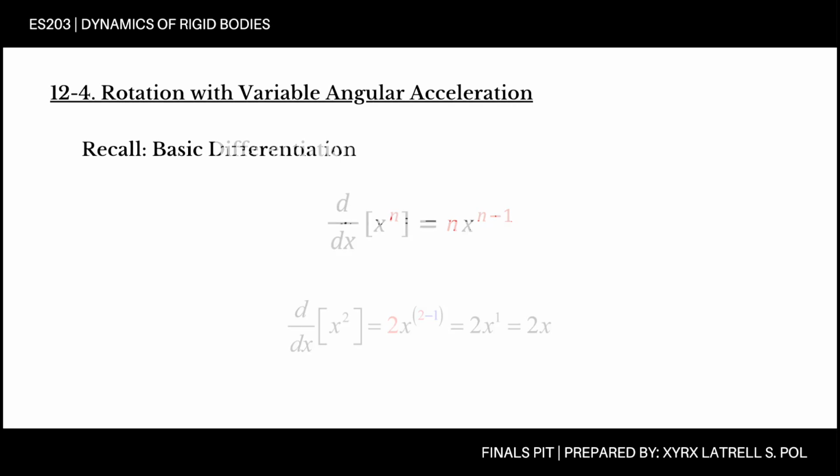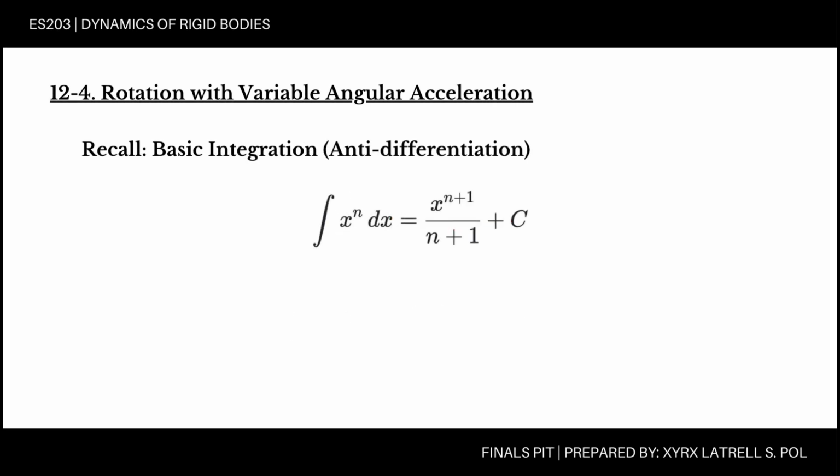Next, we have the power rule again, but this time for integration. This shows that the integral of a variable raised to an exponent n is equal to the variable being raised 1 degree higher divided by the value of n plus 1 plus an arbitrary constant c. But since we're dealing with definite integrals for this topic, we don't need to worry about c anymore. This rule is only applicable when n does not equal negative 1, as seen on the example below.